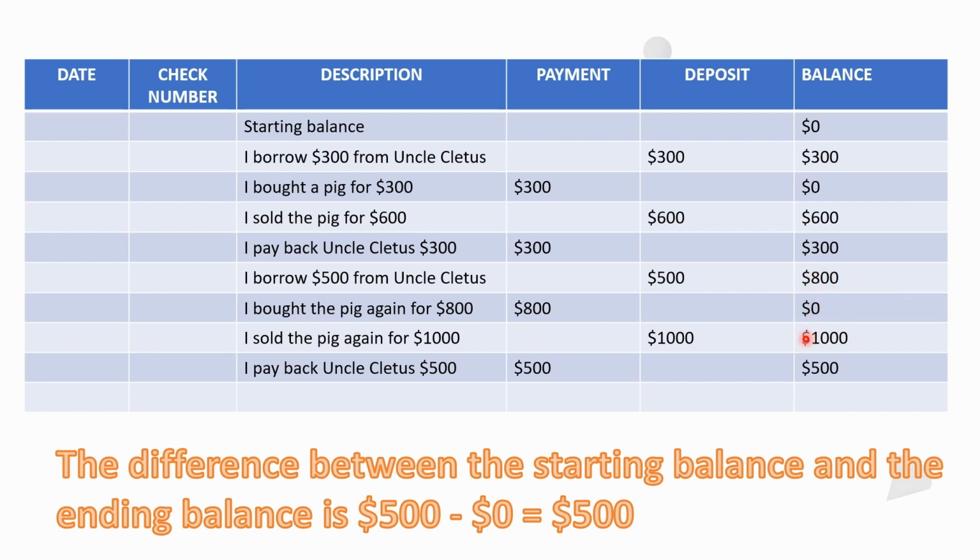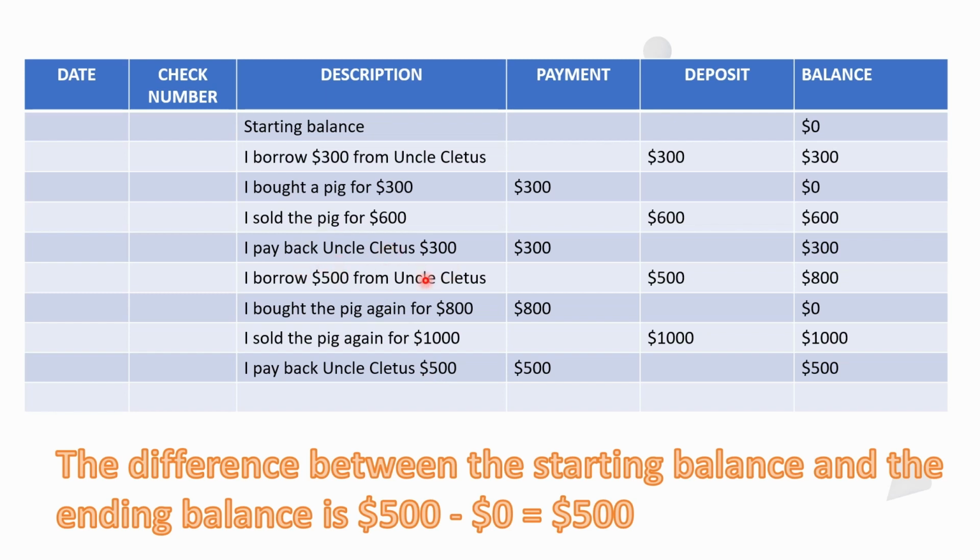So it looks really dire. I don't have any money. So what have I got to do? Well, I want money too. I guess I like money more than I like the pig. So I sell the pig again for $1,000. What happens? My account gets a deposit of $1,000. So I go from $0 to 1,000 because we added 1,000 to it. Pretty simple stuff, right? And I've got to pay Uncle Cletus back the 500.